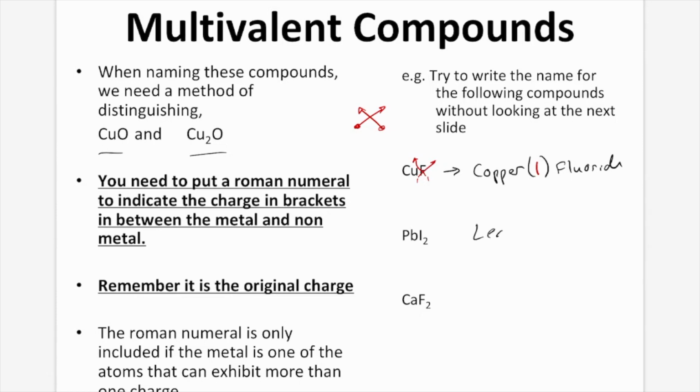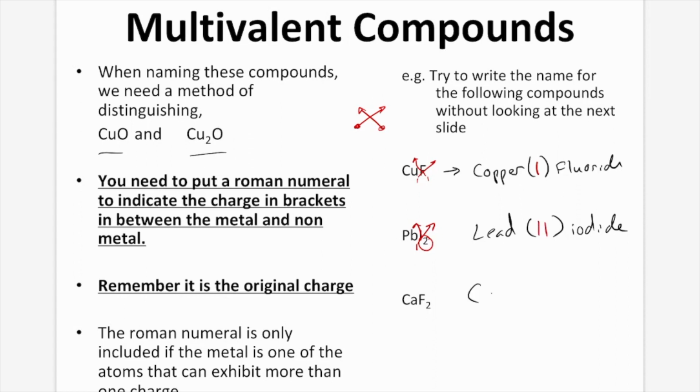PbI2. Pb is lead, bracket, iodide. So we're going to do the reverse crisscross. There's a 1 beside the Pb, so we bring it up there. That doesn't really matter at this point, but we're going to take this 2, and we're going to bring it up there. So we know that Pb had a charge of +2, so we're going to put 2 here.